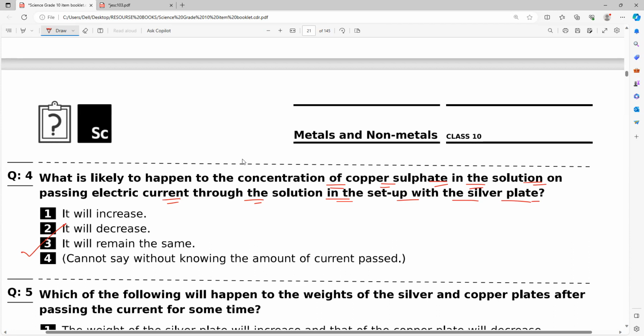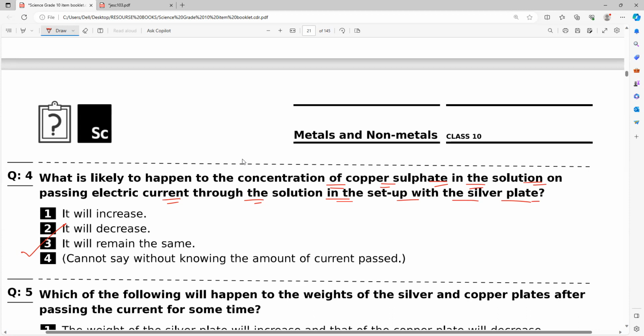So please learn it. If I take silver, the concentration remains the same. But if I take iron, the concentration will change, because iron is reactive with the copper sulfate. That's the reason. So with silver, the concentration remains the same. That is what you have to remember.